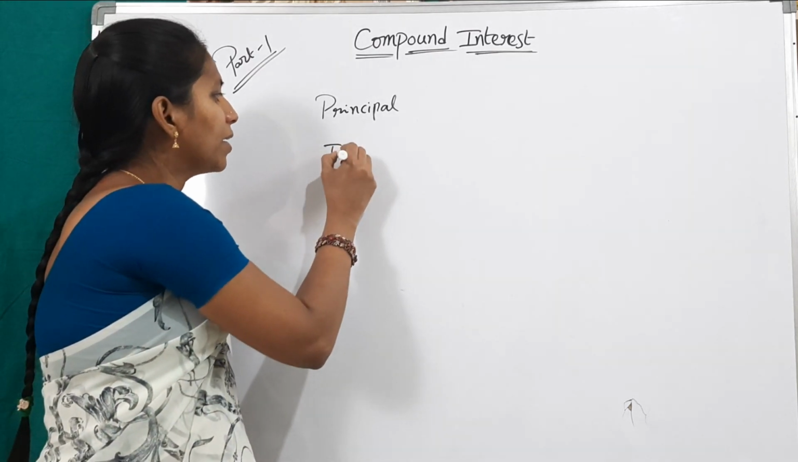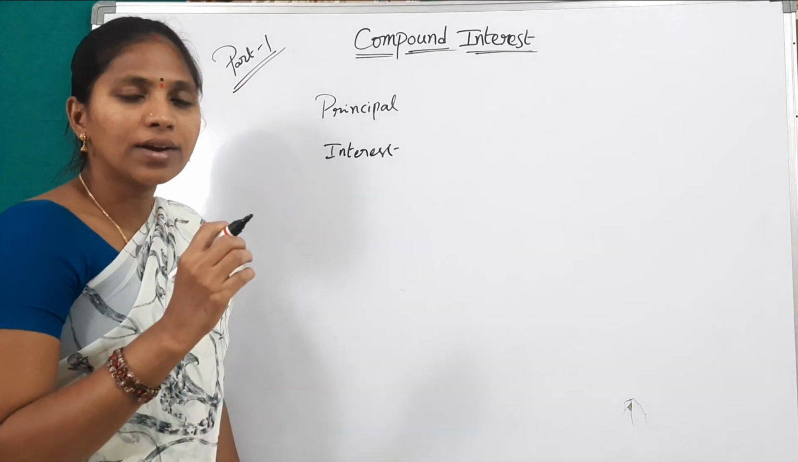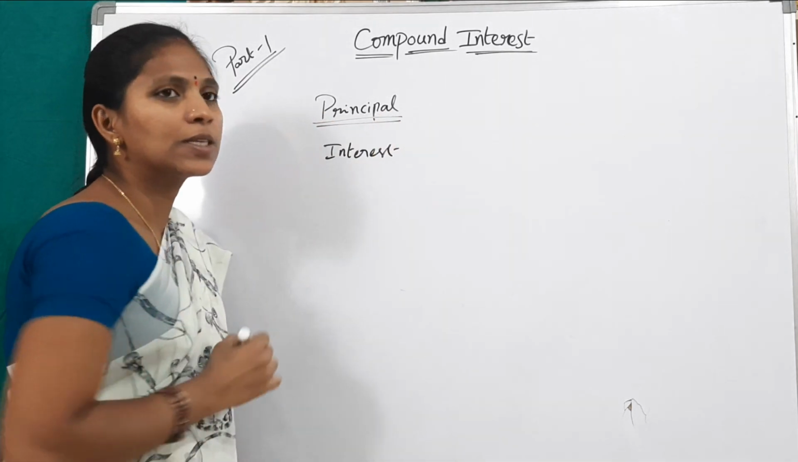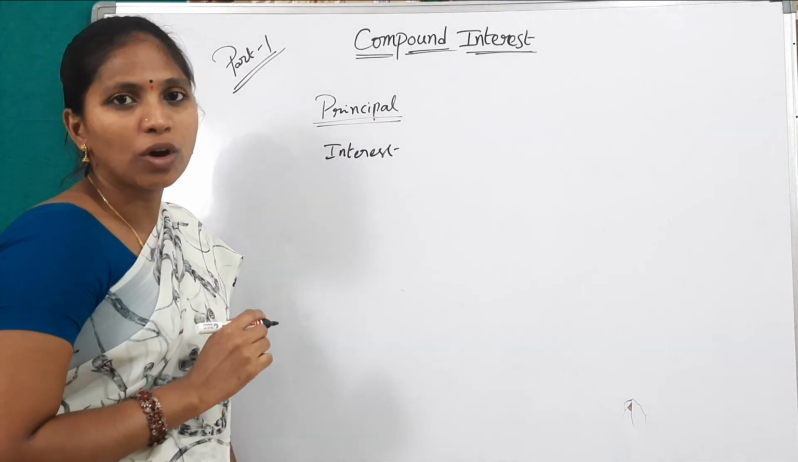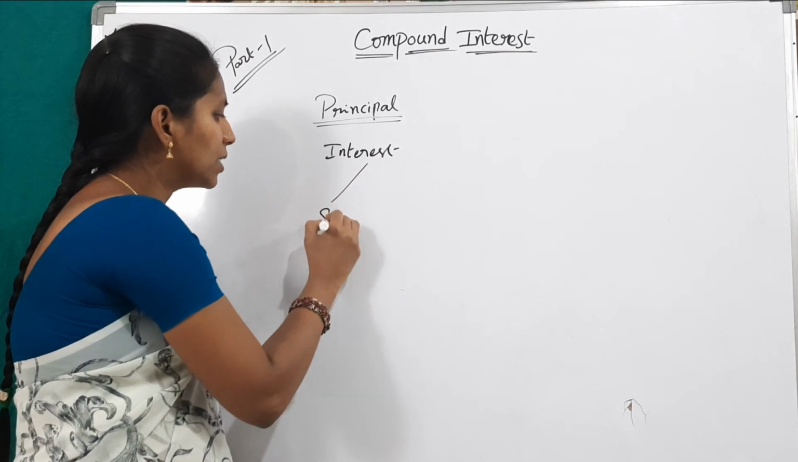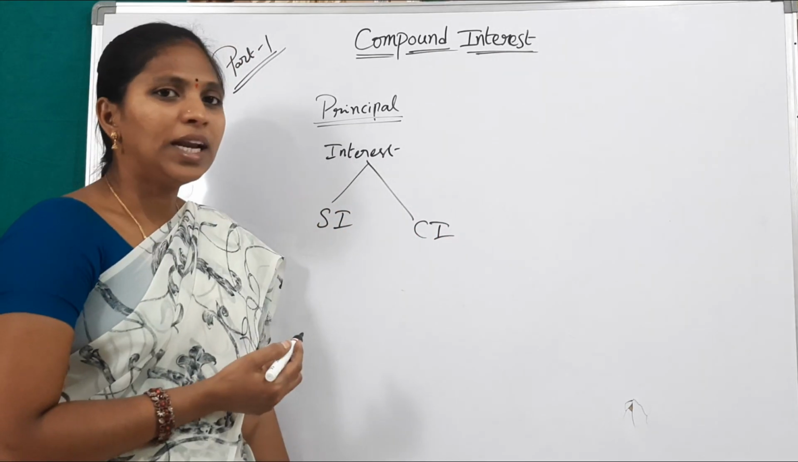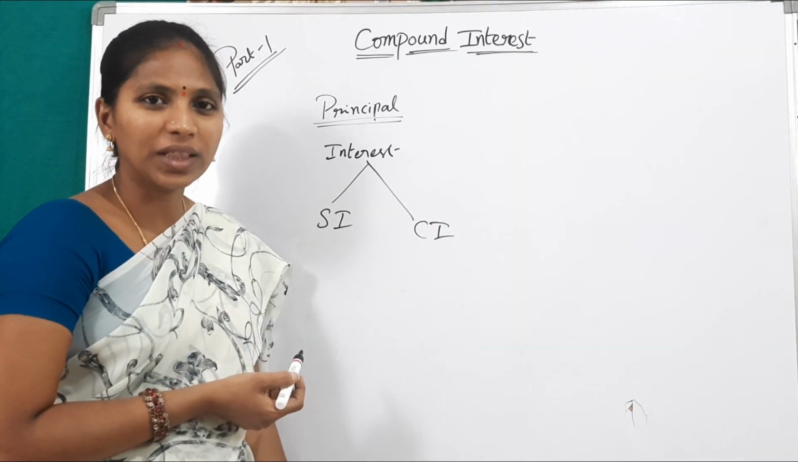What is meant by interest? The extra money that is paid for the usage of this principal is called interest. There are 2 types of interests. One is simple interest, the other one is compound interest. Let me explain the difference between simple interest and compound interest with an example.